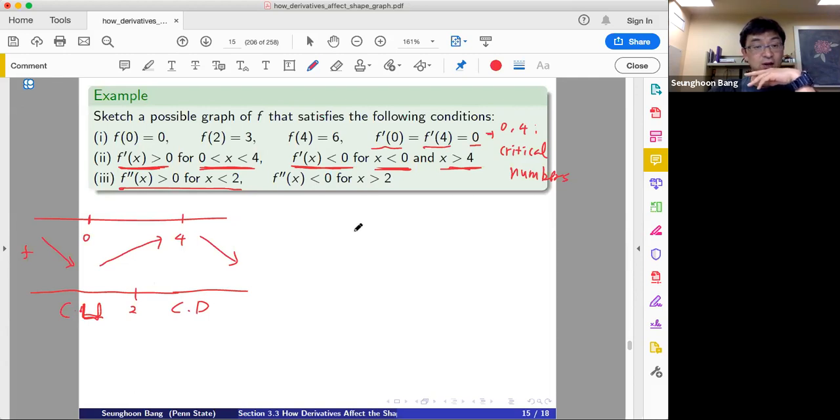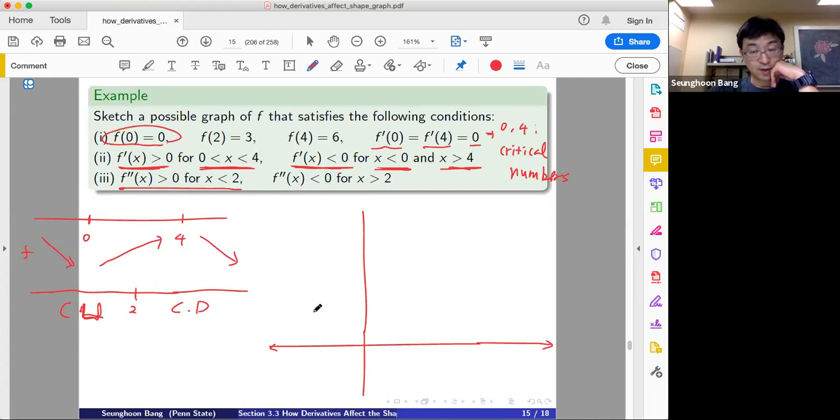How can you sketch the graph? This is one good way for sketching the graph. You can draw a real line. You can plot the given points. f of 0 equals 0, we have this point. f of 2 equals 3, so 2 has the point 3. 4 has 6. We have these points, and we can connect them.